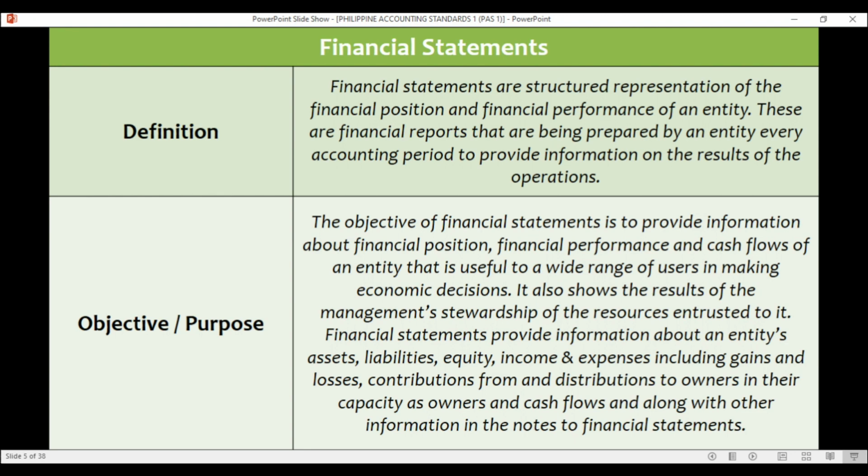Okay? So, lahat po ng elements of financial statement, ginagawan po ng information. Lahat po ng information doon, transactions, changes, nilalagay po dyan sa financial statement. Okay? Yan po ang objective ng financial statement, to provide information about the assets, liabilities, equity, income, and expenses, including gains and losses, and also contributions from and distribution to owners, and the cash flows. Okay? Including also the necessary notes. Okay? There are necessary notes that are to be disclosed in the so-called notes to financial statements.